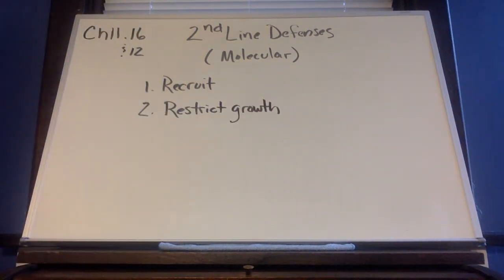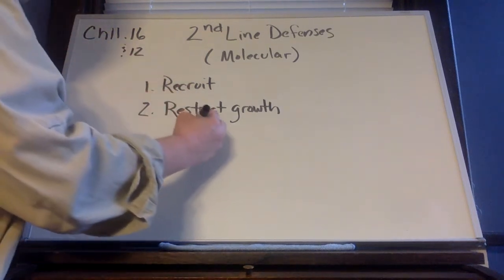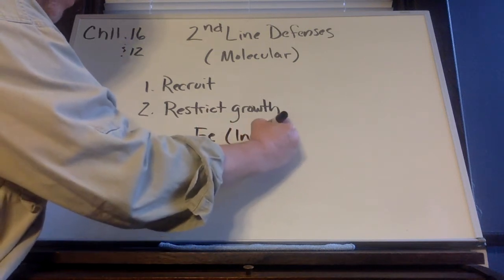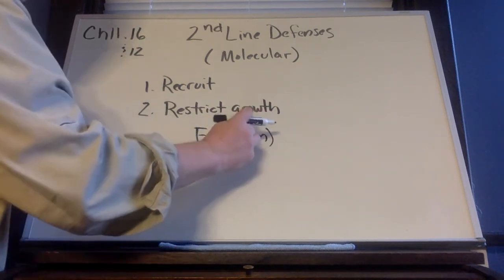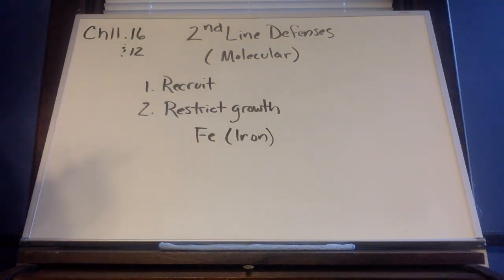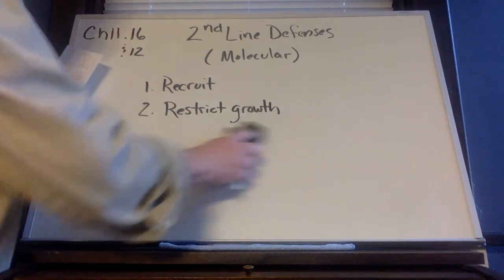One way that you can begin to try to defeat it, like we're doing now with COVID, you need to, as they say, flatten the curve. So we're going to try to restrict the growth of this. This will primarily revolve around that element iron. So we will have a discussion on different ways that we will bind iron up in order to keep it away from our pathogens so they cannot grow.